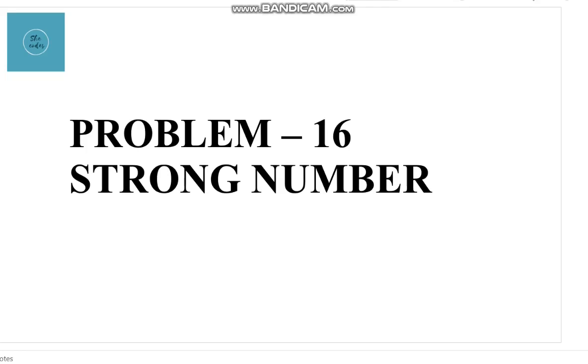So in the top 100 code series, the next problem is for a strong number. So what is a strong number? A number whose every digit's factorial, when added, gives a resultant sum equal to the original number, is called a strong number. Let's take an example. For example, 145 is a strong number.